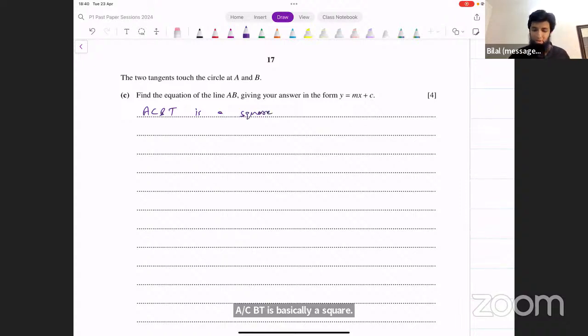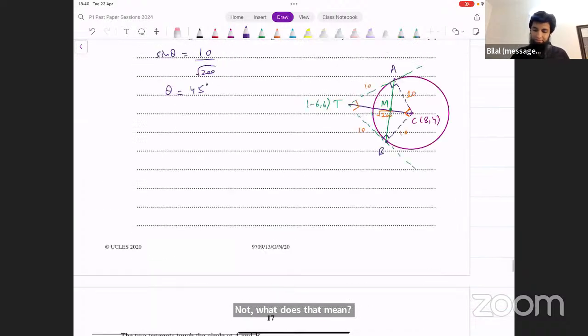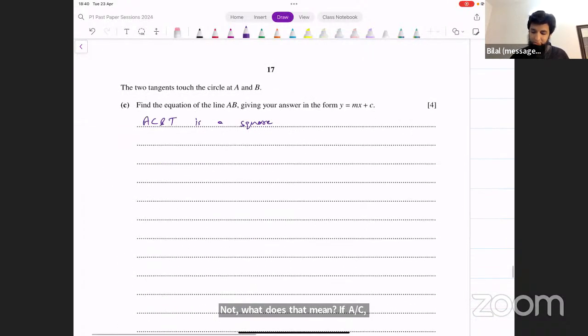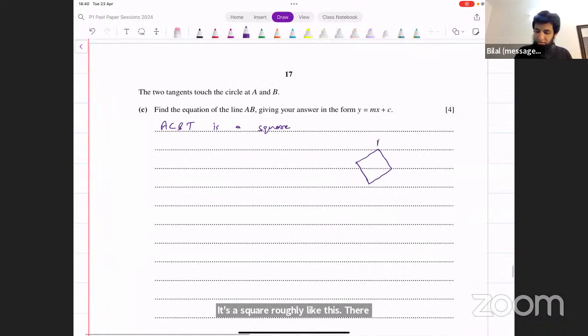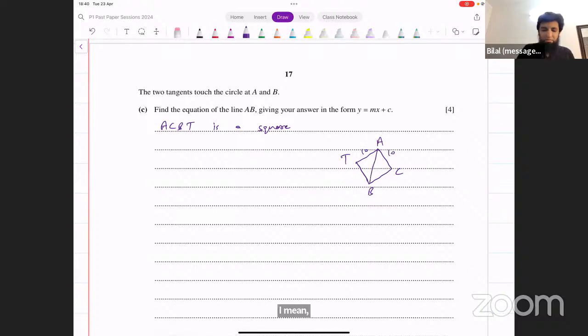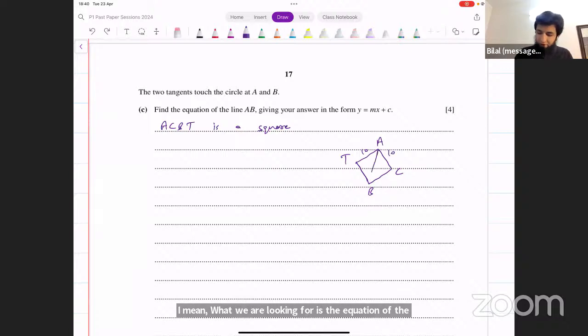Now, what does that mean? If ACBT is a square, let me draw that square here. It looks something like this. It's a square roughly like this, where this point is A, this point is C, this point is B, and this point is D. And we know the sides are 10. What we are looking for is the equation of the line AB. This is the equation that we are looking for.